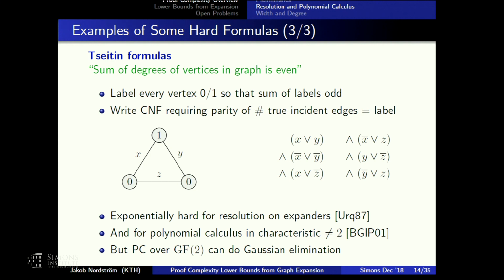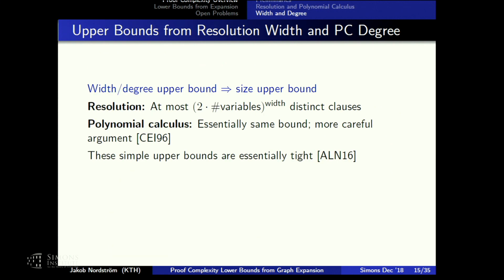So this vertex wants x and y to have odd parity. These are these two clauses. And this vertex wants y and z to have even parity, and that's these two clauses. And if you plug in an expander graph, this is exponentially hard for resolution. For polynomial calculus, if we're not over a field of characteristic 2, but if you are over GF(2), then just do Gaussian elimination, and it's easy. So the field can matter a lot. Okay, so that's some of the classic results.